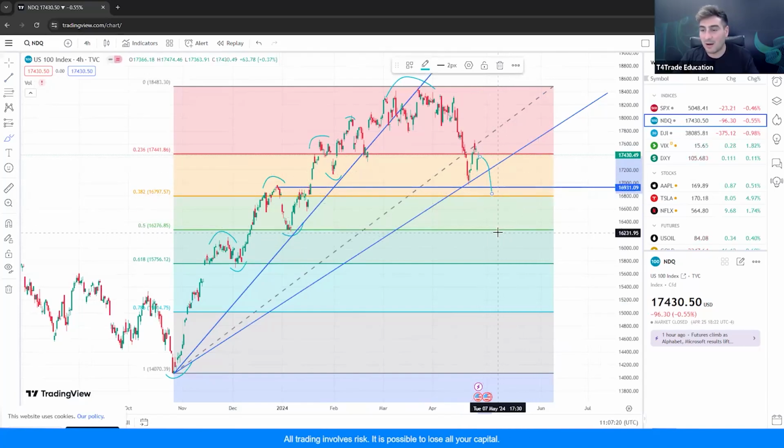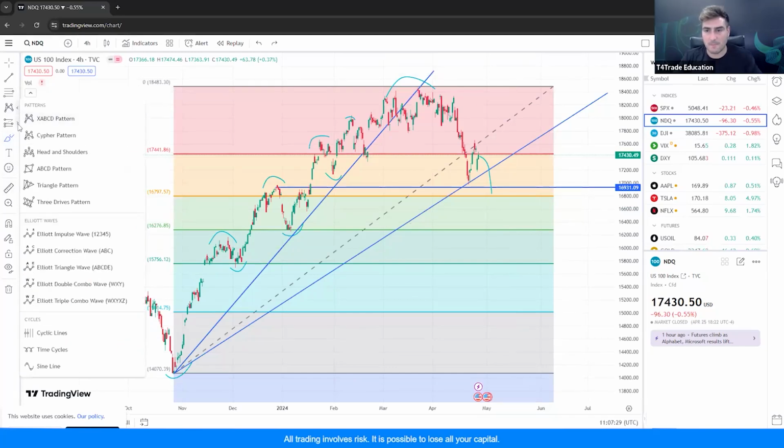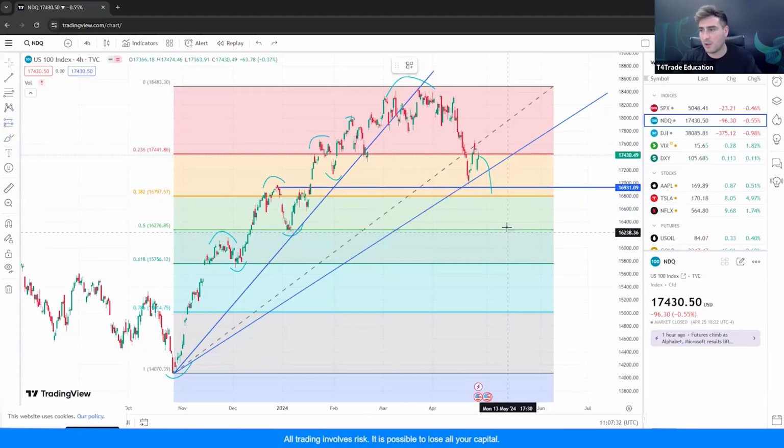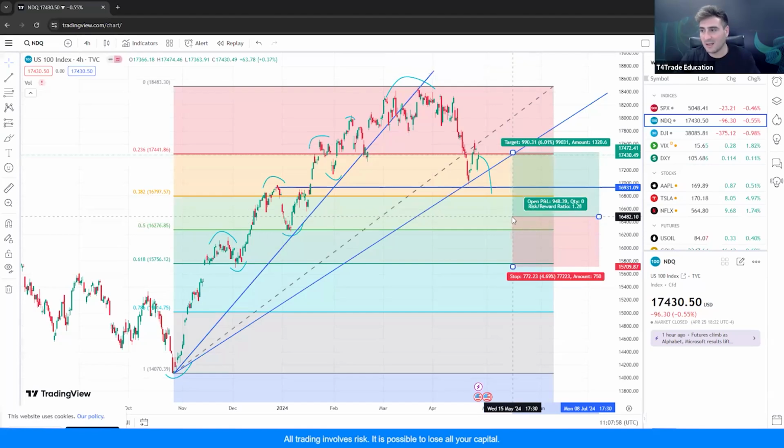An optimal area to enter a position for me is going to be somewhere in here. An ideal position for me would have been to see some sort of breakdown below the ascending trend line, a break below the 38.2, in order to see that the pullback or the retracement is actually gaining momentum, and also to get a much nicer risk reward ratio to be worth entering the market.